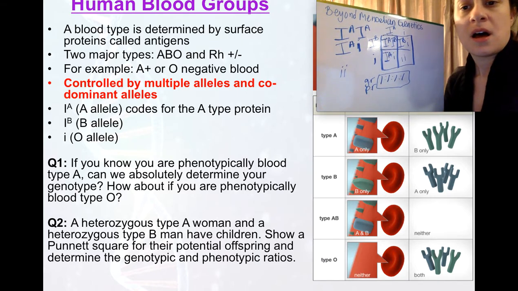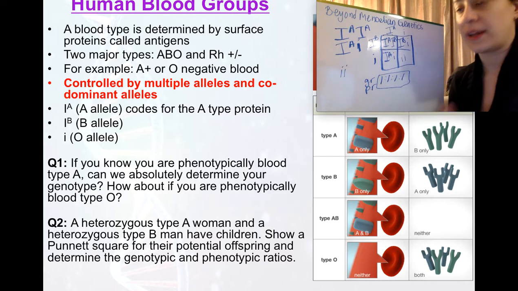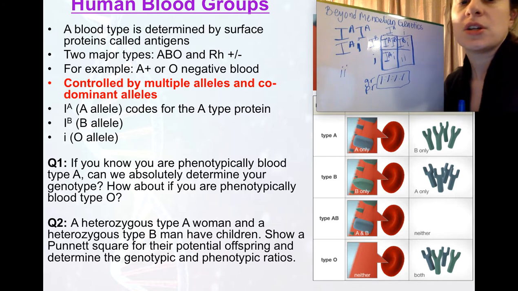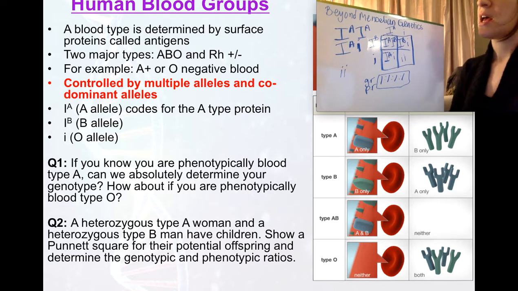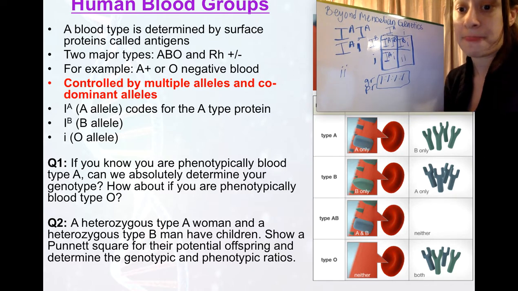So, blood type is determined by surface proteins called antigens. There are two major blood types where we can look at the ABO system and the RH factor. Blood type is determined by multiple alleles and codominant alleles. And so, we see the A allele, the B allele, and the O allele.